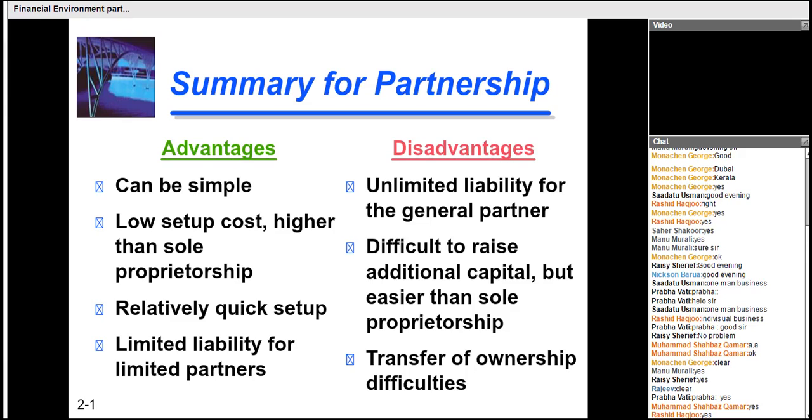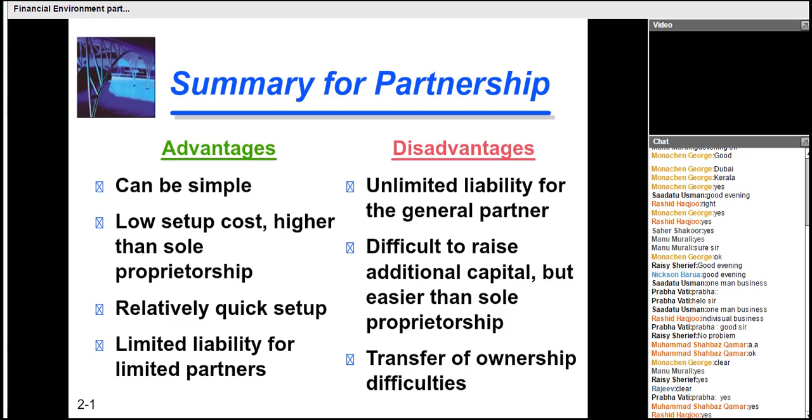Now see, disadvantages. If the partners are limited partners, then the liability will be limited. If the partners are not limited partners, then the liability will be unlimited. And what are the disadvantages? Unlimited liability for general partners, because general partners have unlimited liability.